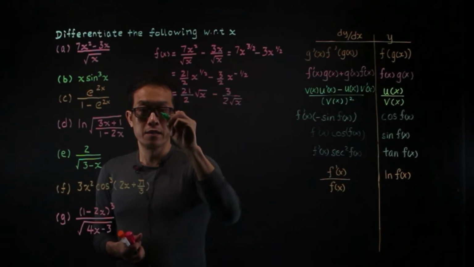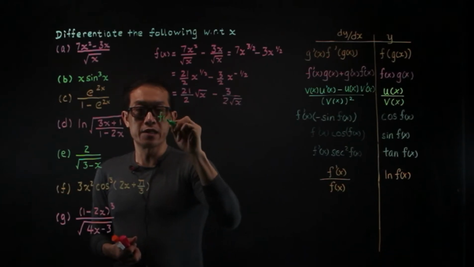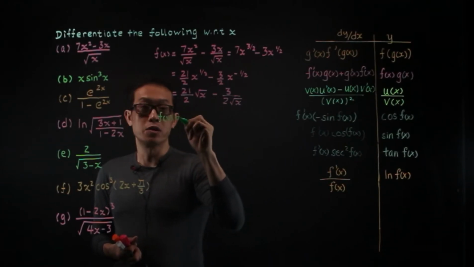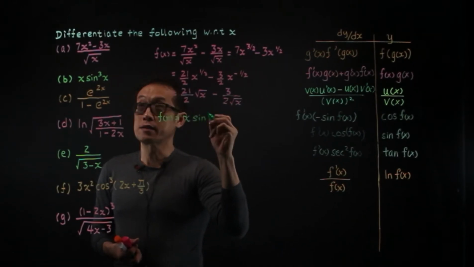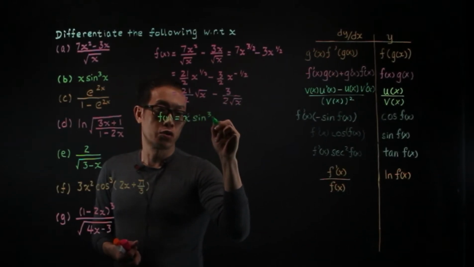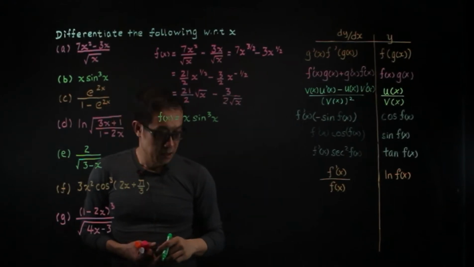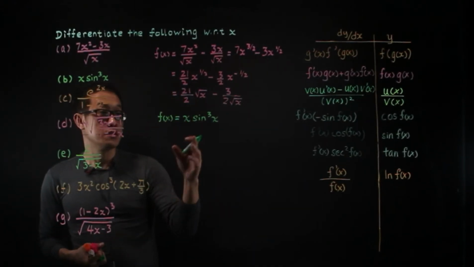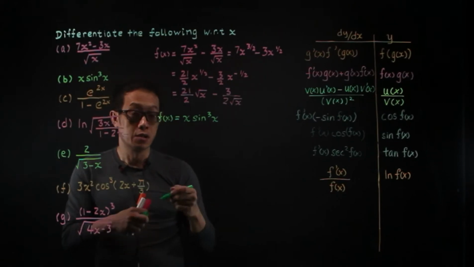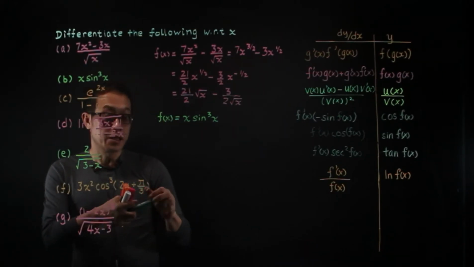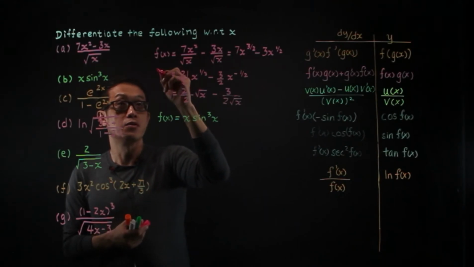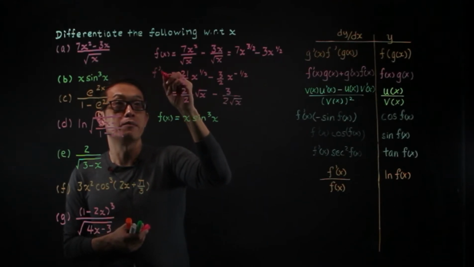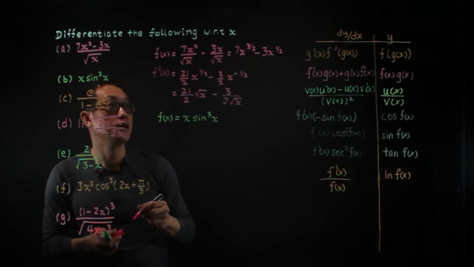So again, let f of x be equal to x times sine cubed of x. Now how to differentiate this? What rule shall we use? Here I should put f prime of x, sorry. So this should be f prime of x.